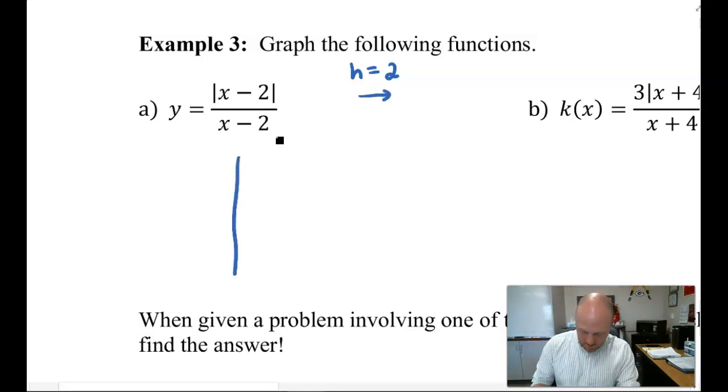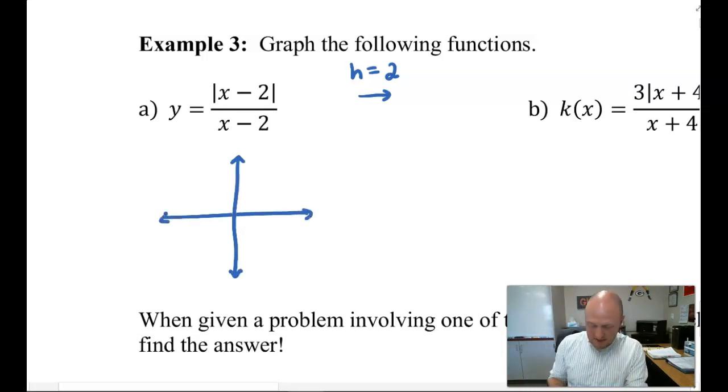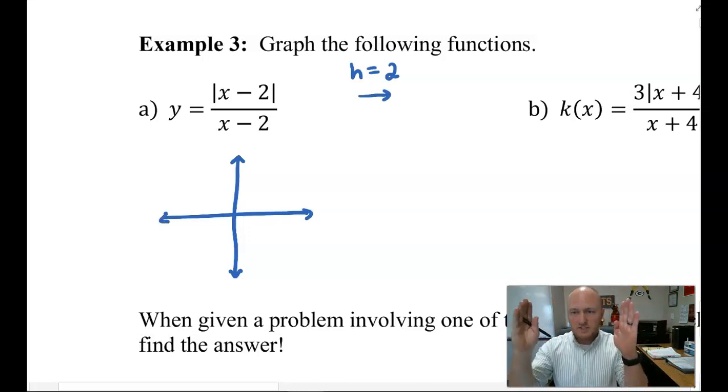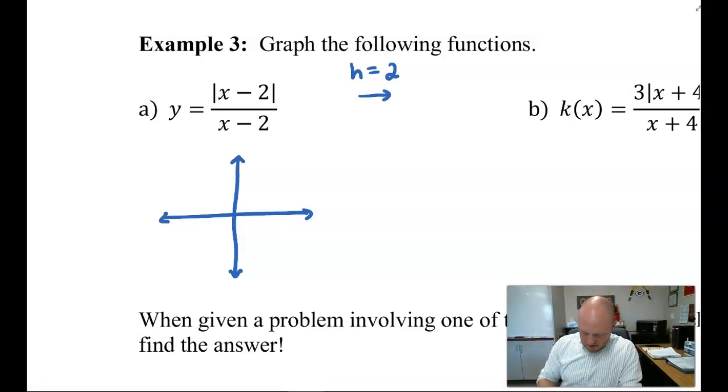So the graph, it's exactly the same, right? Because anything divided by itself, x minus 2 divided by x minus 2, it's 1. Well, that absolute value holds that numerator positive, okay? And then the denominator is going to alternate signs depending on which side of 2. So here's 2, okay? Here's 1. Here's negative 1. So at 2 in this direction, I'm going to the right.